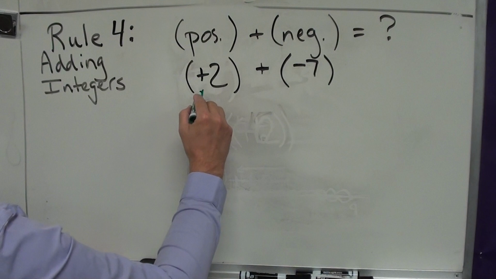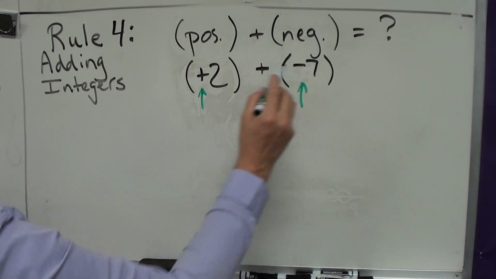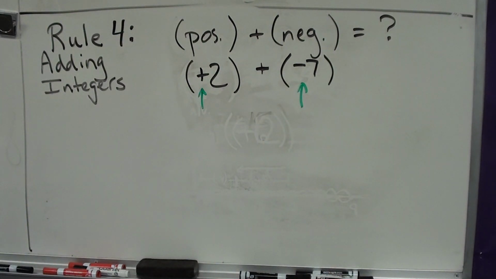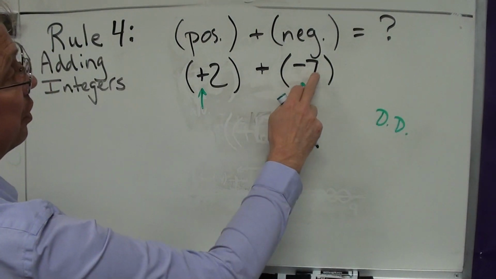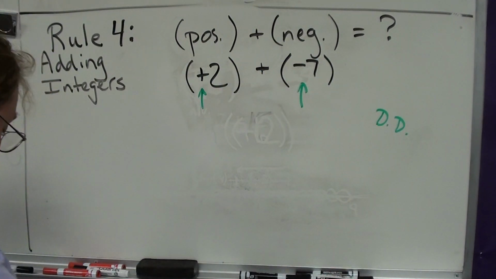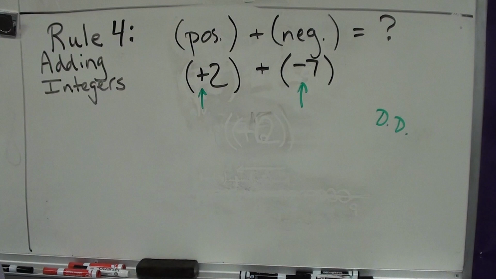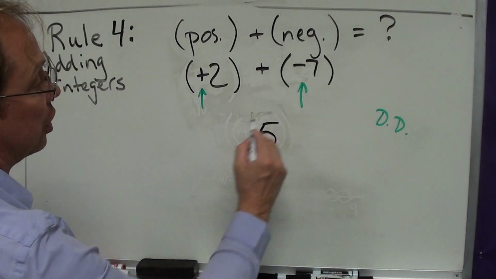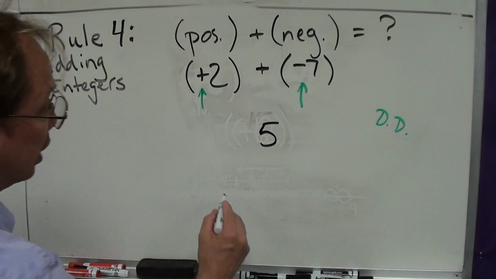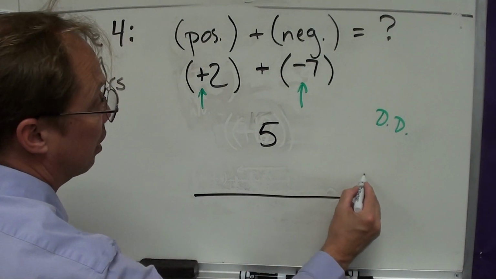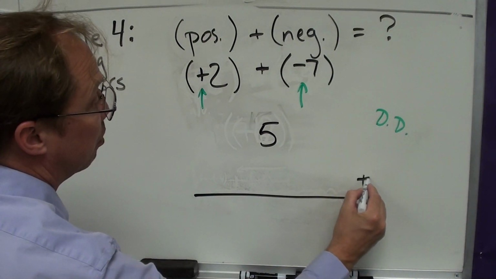Well, again, I need to look at the signs, and I can see that the signs are different. So I'm going to find the difference between 7 and 2. So the difference between 7 and 2, the difference being the answer when I subtract, is 5. The question is, is that going to be a positive 5 or a negative 5? And we can take a look at that on the number line in order to illustrate the point.